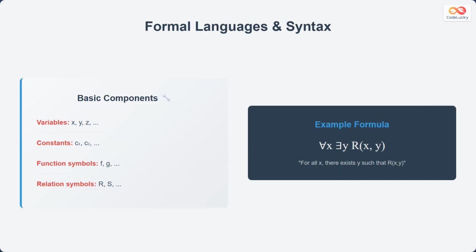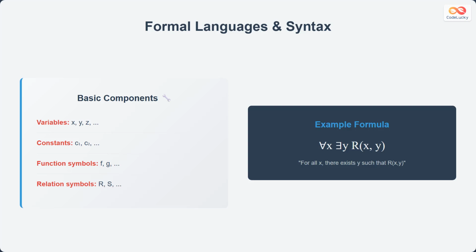Let's start with the basics of formal languages. These are the building blocks of model theory. The basic components include variables, which are represented by letters like x, y, and z. These act as placeholders. Then we have constants denoted as C1, C2, and so on. These represent specific, fixed elements. Function symbols, such as f and g, represent functions that take inputs and produce outputs. Relation symbols, such as r and s, represent relationships between elements.